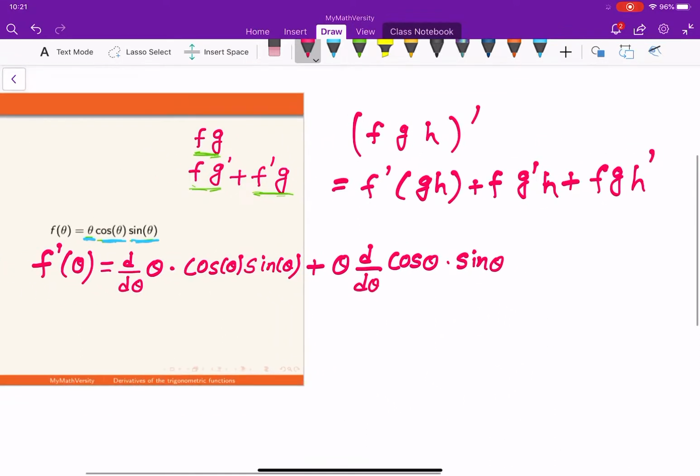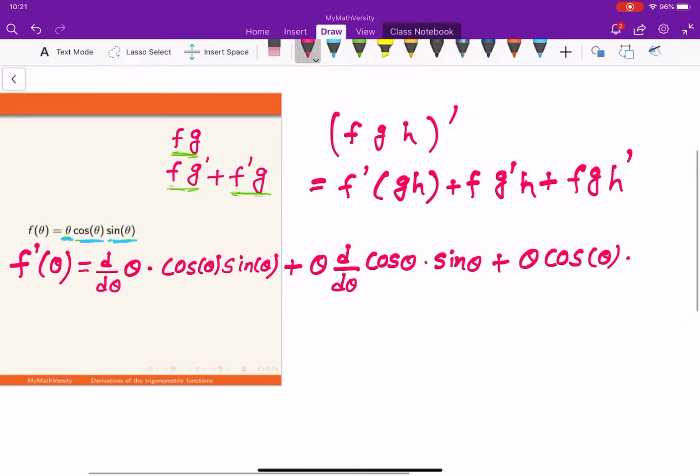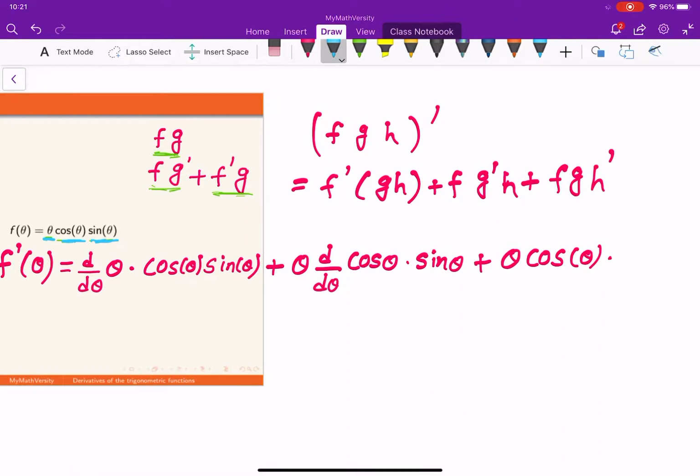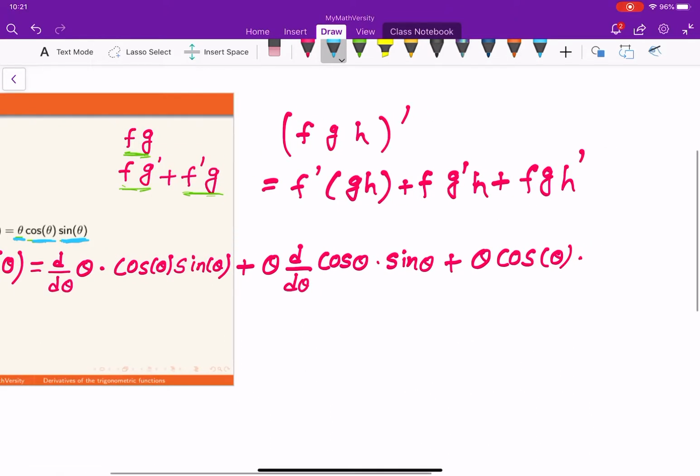It seems like we just need to now leave the first two functions as they are, which is theta times cosine theta, right? We leave that as it is, multiply by the derivative of the sine theta. So that's what we need to do, right? So this is cosine theta, this is sine theta.